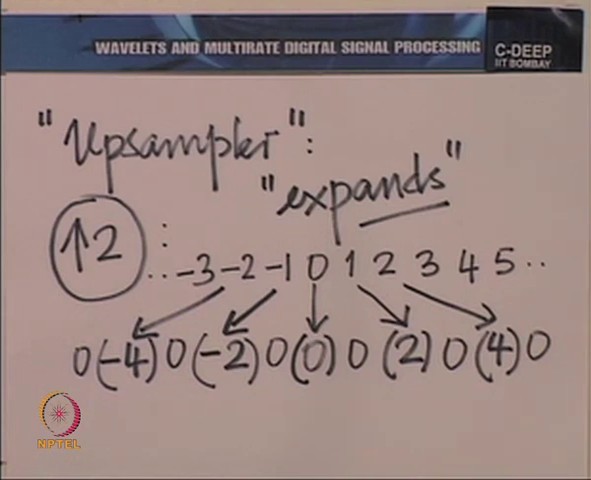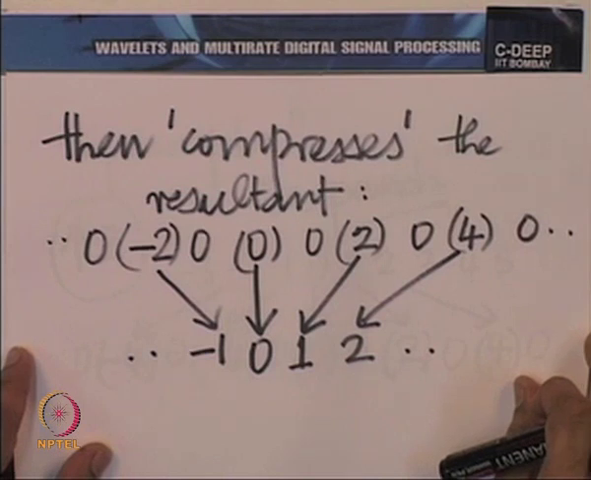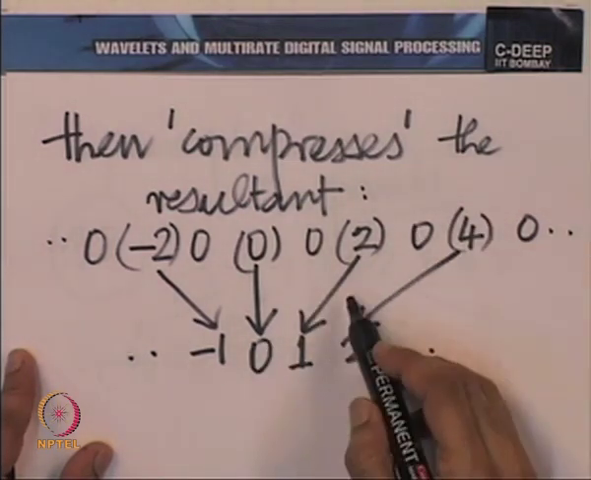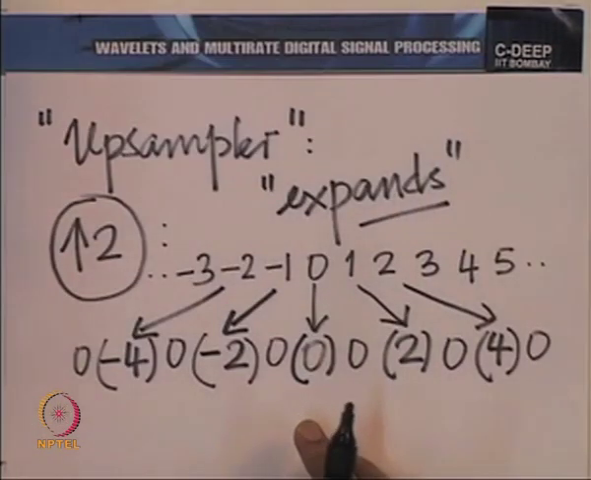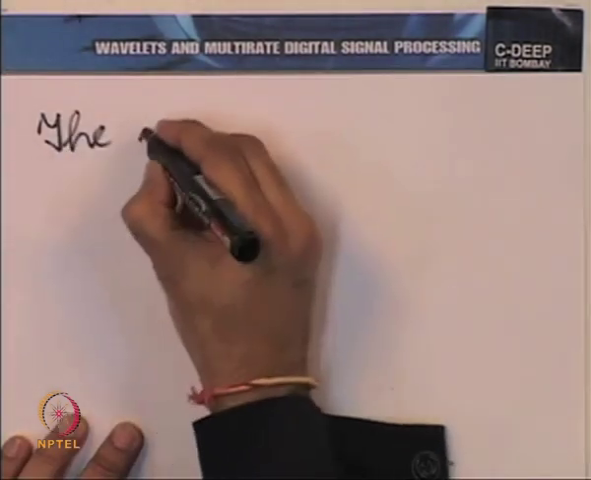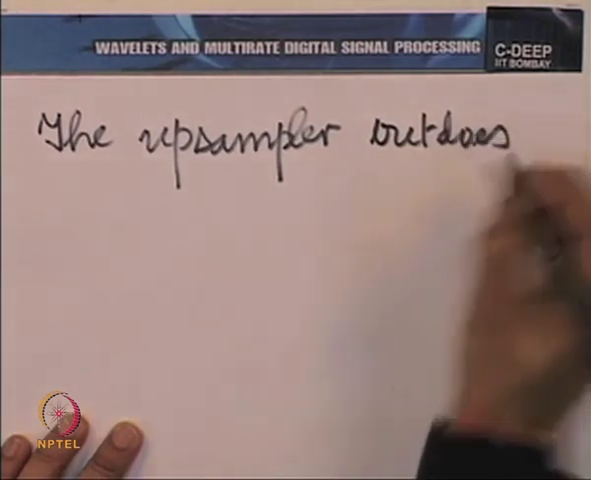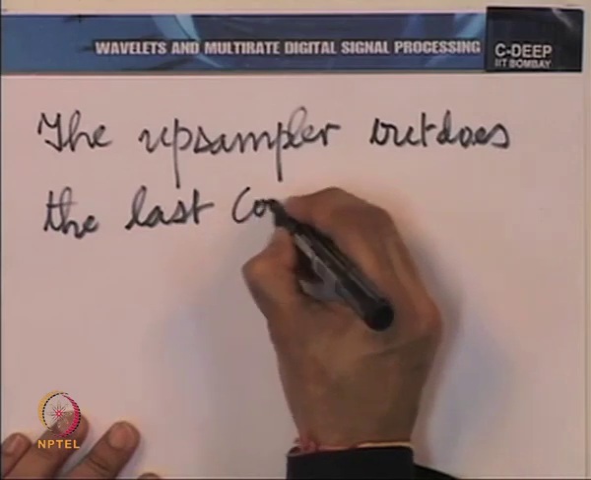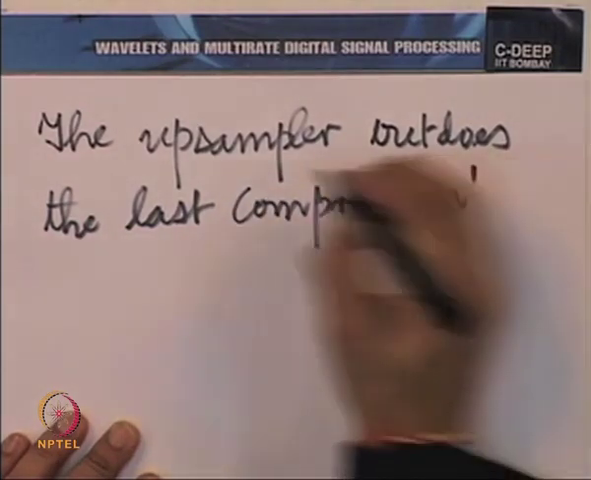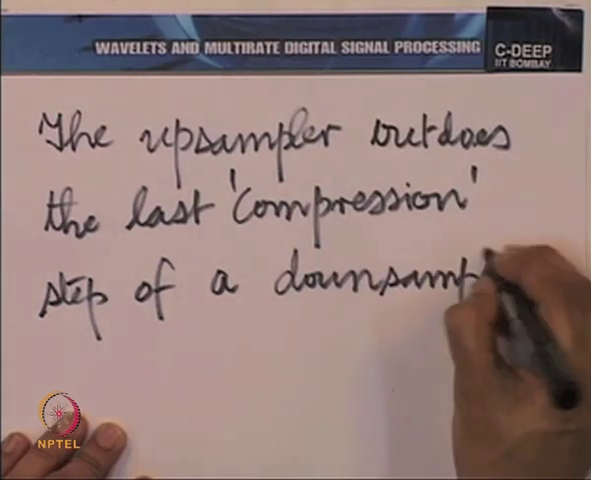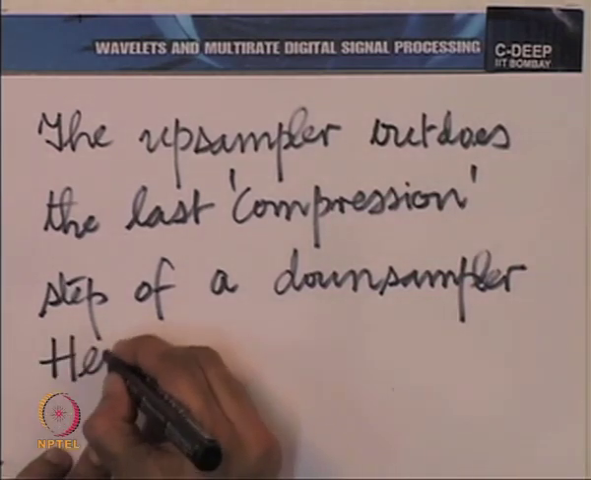So, some people like to call it an expander also, because it in some sense outdoes this last step that a downsampler does. You know, if you think about it, this last step which a downsampler does, namely compresses by removing zeros, is outdone by the upsampler. We should make a note of that, it is important. The upsampler outdoes the last compression step of a downsampler. Hence, it is also called an expander.